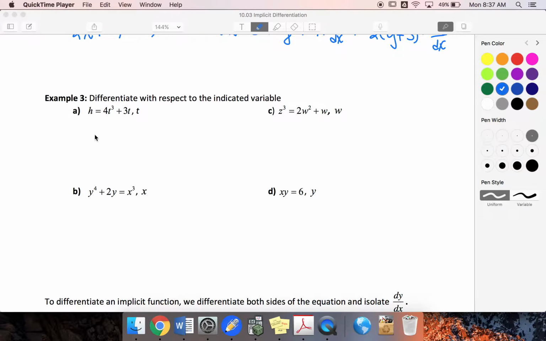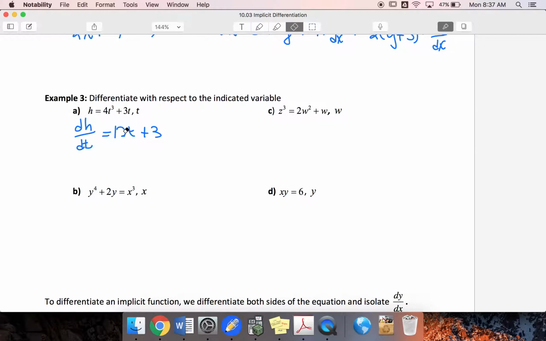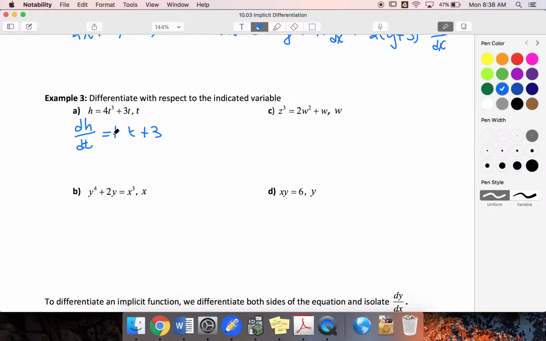All right, we're looking at more examples of differentiation, this time with respect to the indicated variable. So here we're differentiating with respect to t. That left side is just going to be dh/dt, and the right side is going to be 12t plus 3. So this one's our typical explicit differentiation.